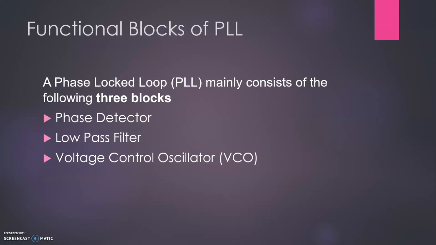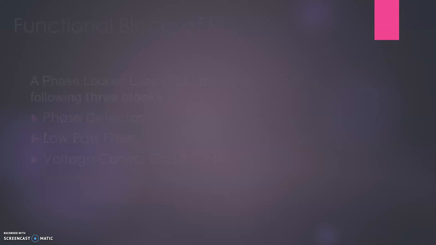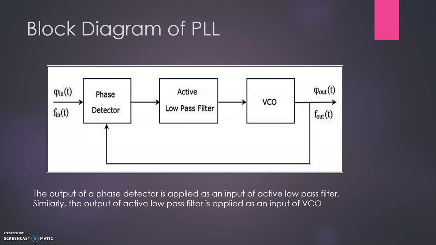The functional blocks of PLL. It mainly consists of three blocks: 1. The phase detector. 2. The low pass filter. 3. The voltage controlled oscillator, otherwise called a VCO. The picture given here is the block diagram of PLL, where the frequency signal input is given to the phase detector. The output of the phase detector is applied as an input of the low pass filter. Similarly, the output of the low pass filter is applied to an input of the VCO, where we get the desired signal required.